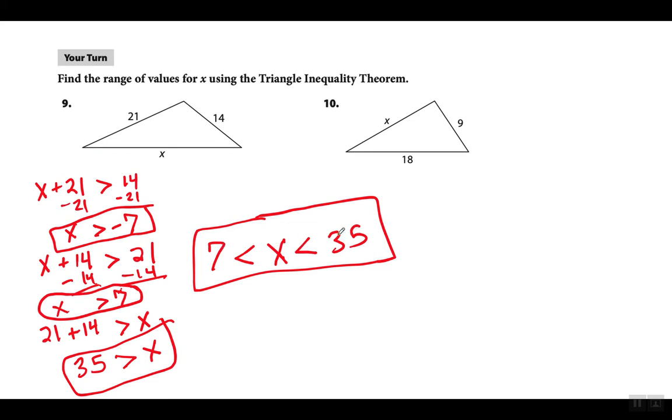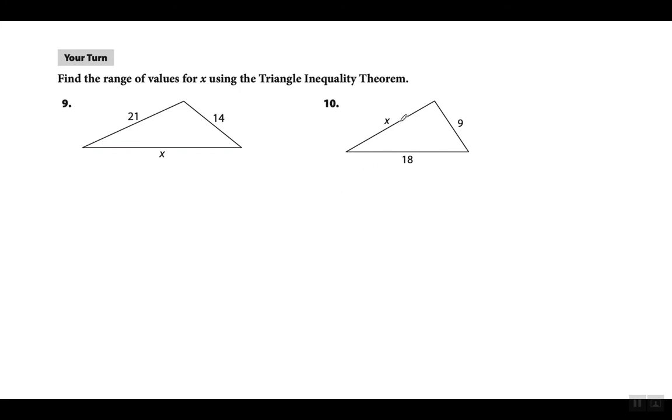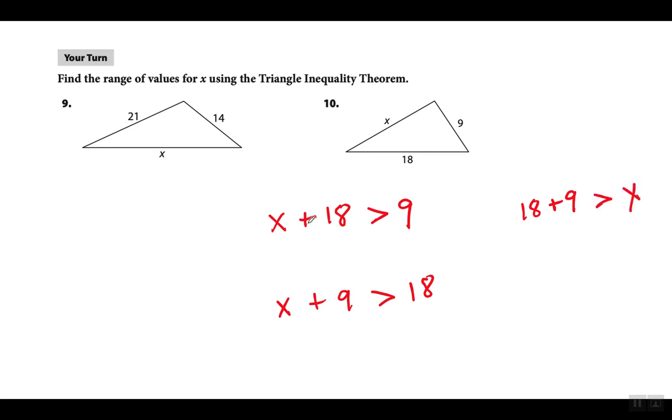All right, let's look at number 10. All right, so again, let me start by writing every possible combination. X plus 18 has to be greater than 9. X plus 9 has to be greater than 18. And the last one will be 18 plus 9 has to be greater than x. All right, now when I solve this one by subtracting by 18, I'm going to get negative 9. So x has to be greater than negative 9.